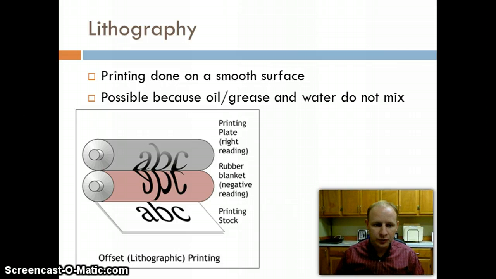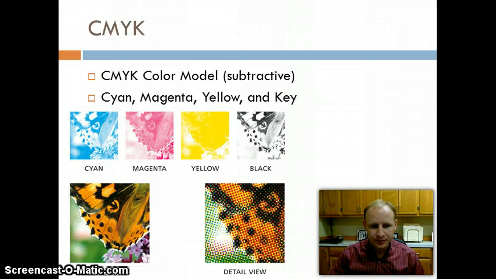Then we'll move forward with relief printing and gravure printing. They each have a different method to do the printing. And in this case, it's printing from a smooth surface. The offset or lithography process works because oil and grease, or oil and water, do not mix. And so as we go through this printing process, we use a combination of both oil or grease and water to print onto our surfaces in order to transfer the image.